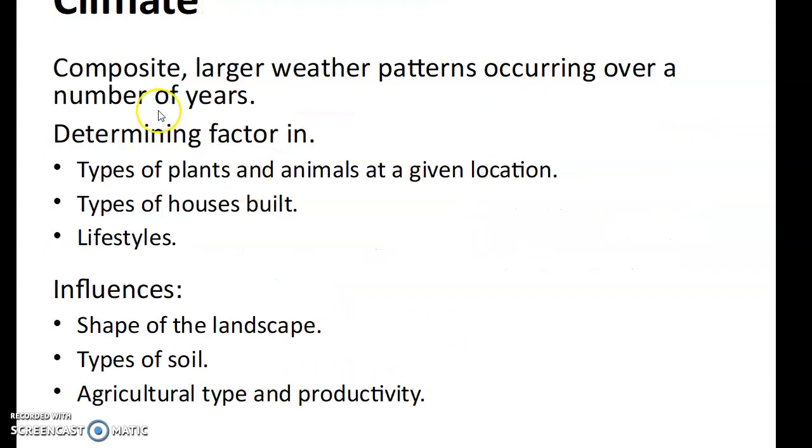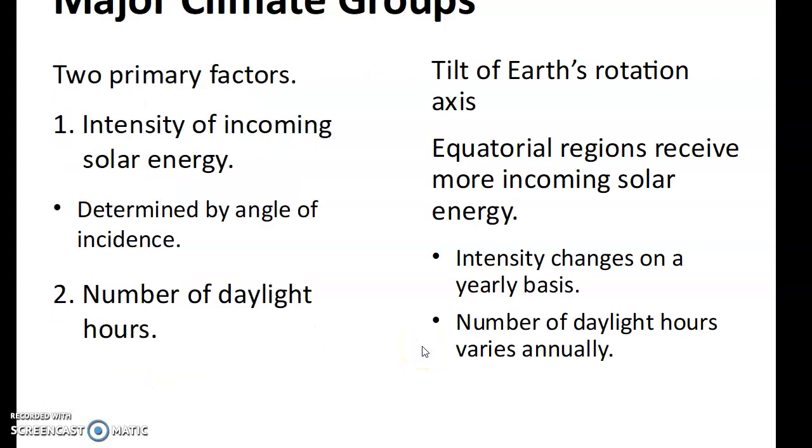Climate is a composite of large weather patterns occurring over a number of years, and it influences the type of plants and animals at a given location, the type of houses built, your lifestyle. It will influence the shape of the landscape, the type of soil, agricultural type, and productivity. Warmer places produce a lot more food.